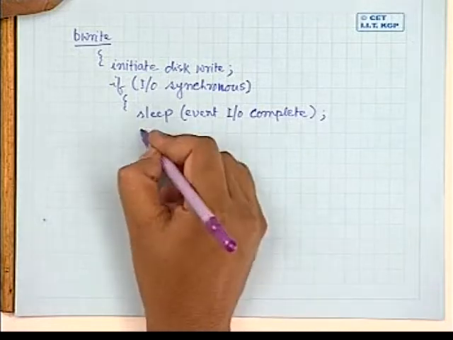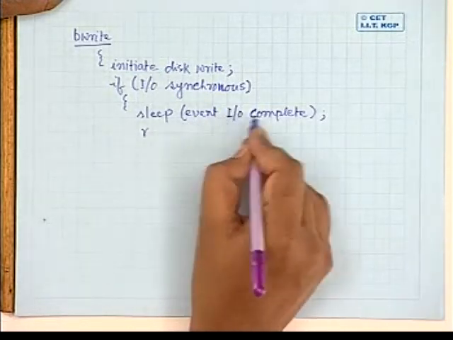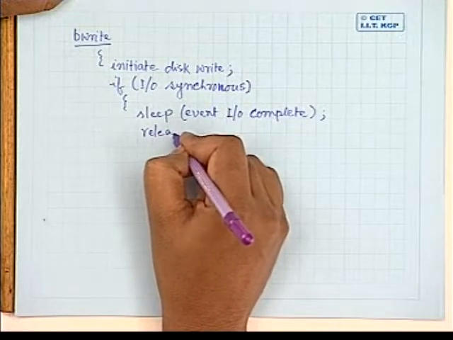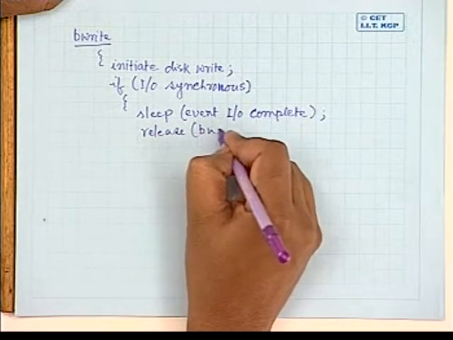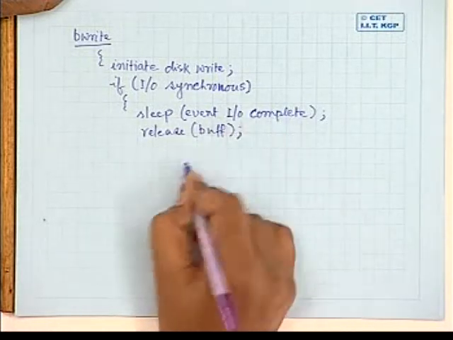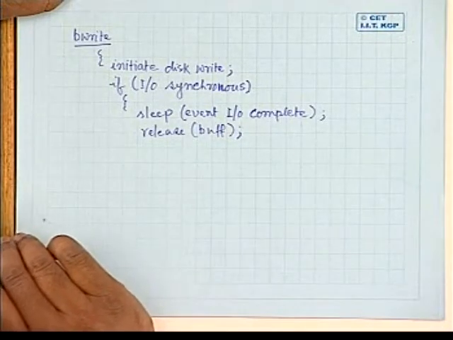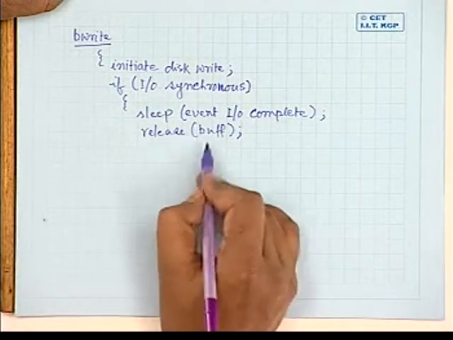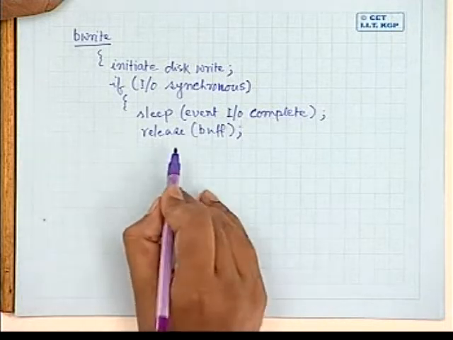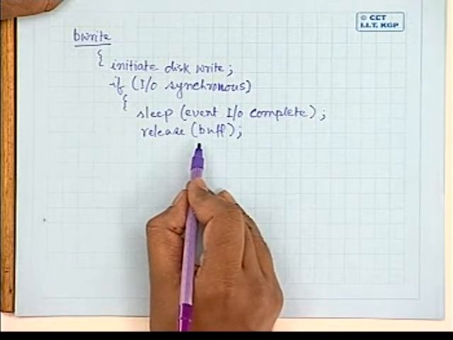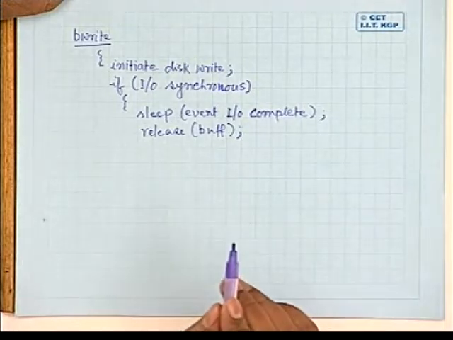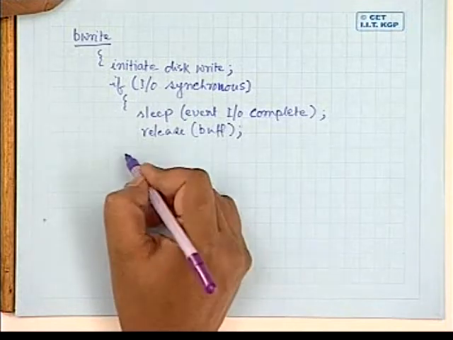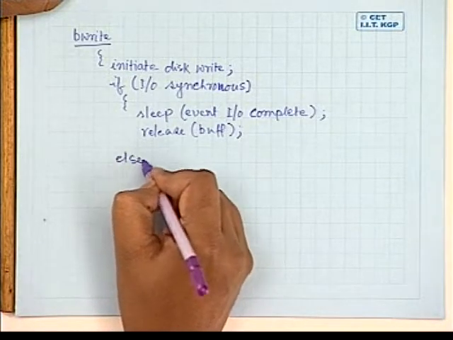After that, once the writing is complete and the process wakes up, the buffer has to be released. So release buffer, and for this operation, the algorithm that has to be invoked is the block release algorithm, and it is the block release algorithm which will take care of whether to put this buffer at the head of the free list or at the tail of the free list.